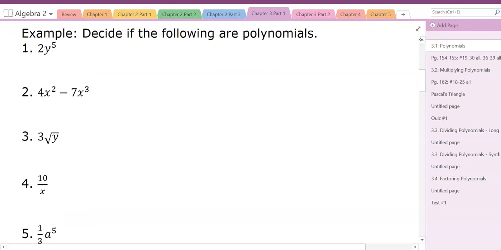So the first one says 2y to the fifth. Okay, if I check my rules, I don't see any variables in the denominator. I don't see any fractions at all. I don't see any variables in my exponents. I don't see any absolute value bars. I don't see any square root signs. And my exponent is 5. It's not a fraction. So this one should be a polynomial. So we're going to say yes.